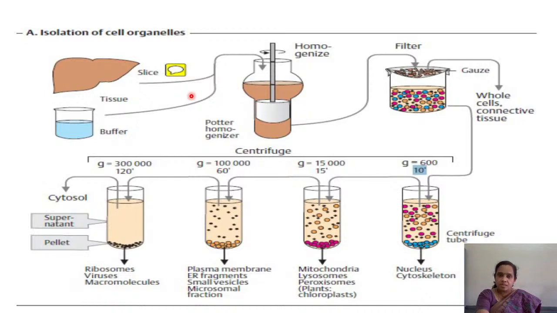So the processes, as I told you, involve extraction, then homogenization, then filtration, then centrifugation. By subjecting the tissue to the buffer, you are removing the cells, all the dead substances, everything. Then after that, it is sent to a homogenizer.